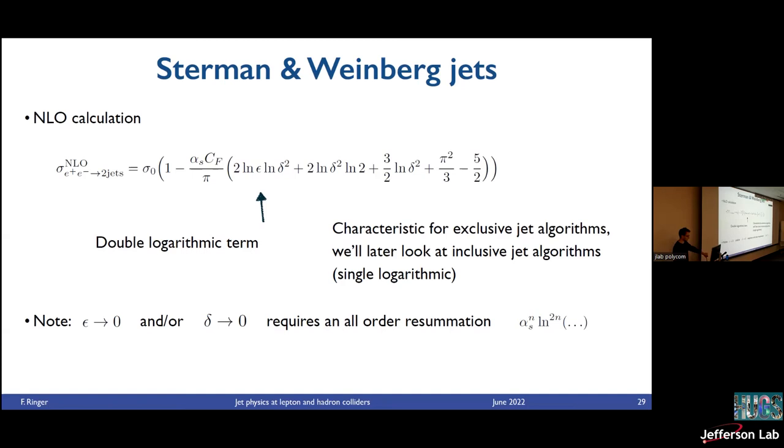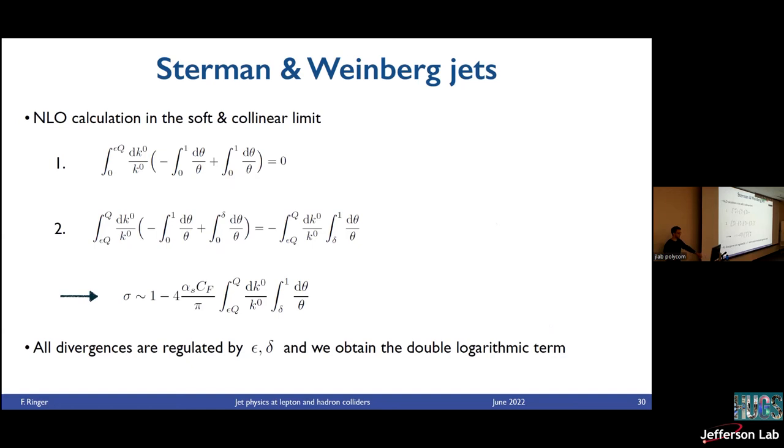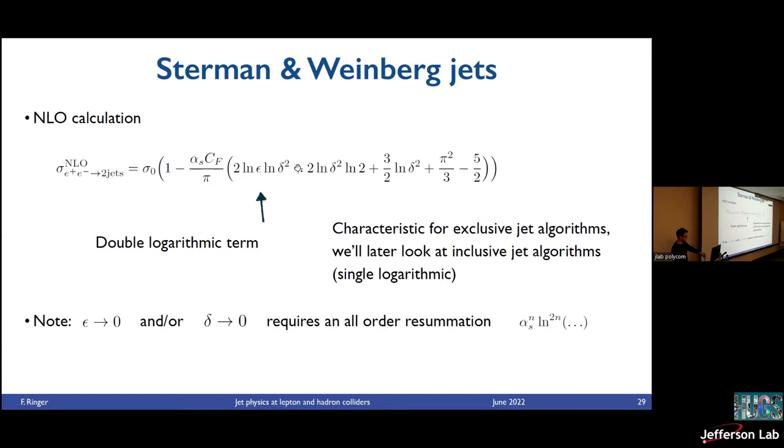Okay, so one thing I still wanted to mention is related again to this first term over here, this double logarithmic term, which, depending on the value of epsilon and delta, can actually be the most important term. What we'd like to understand is where that's actually coming from. Can we identify what phase space region of this emitted gluon actually generates this term?